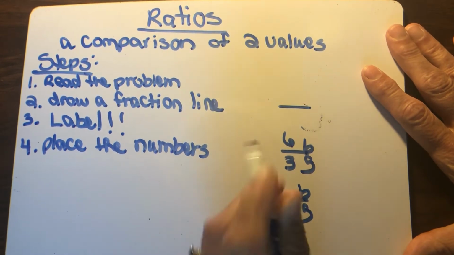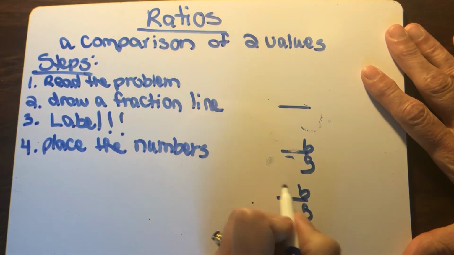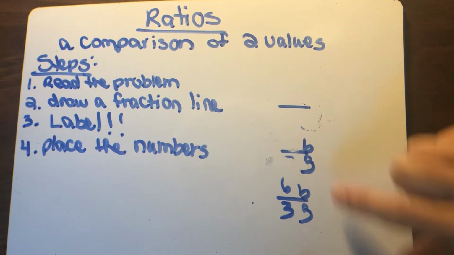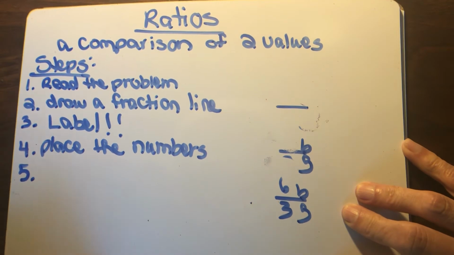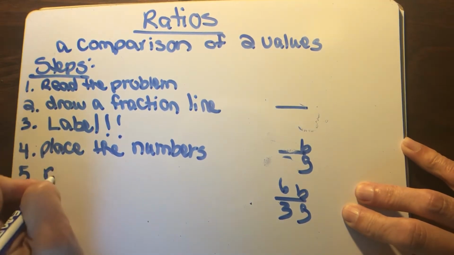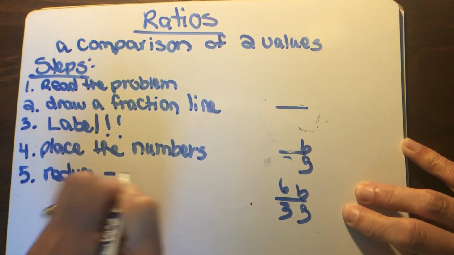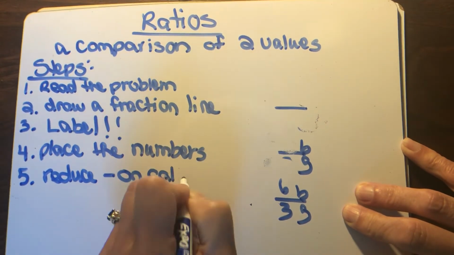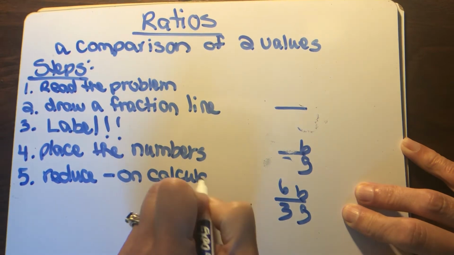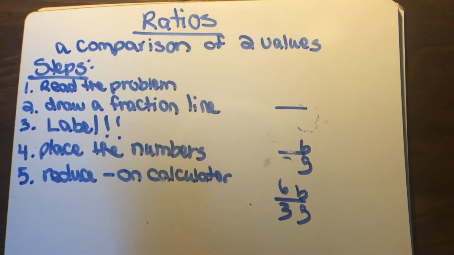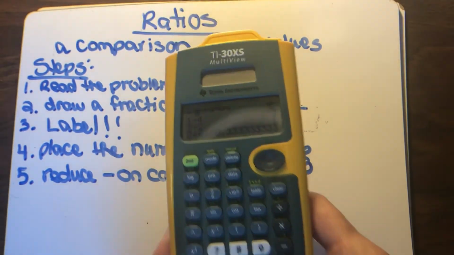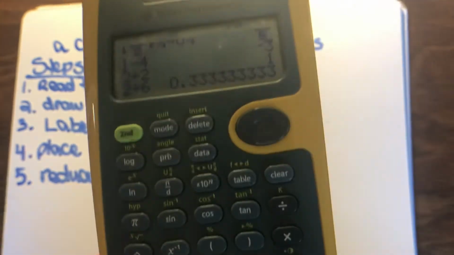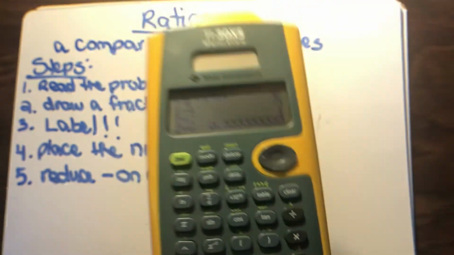So I wanted to kind of draw it in sequence. All right, number 5. After you've placed the numbers in the correct spot, then you want to reduce. And we're just going to reduce on the calculator, although certainly you can do this by hand. If you're taking the HiSET, you'll have a calculator for the entire test. So on the calculator, let me remind you how to reduce.